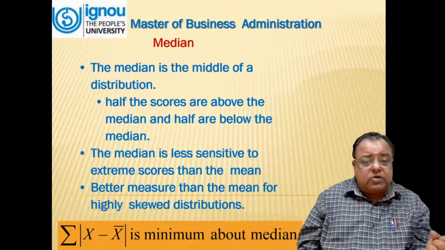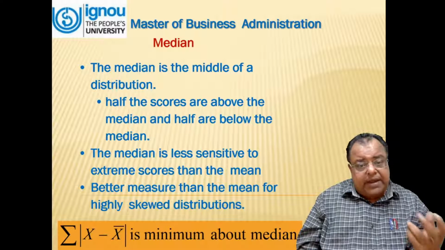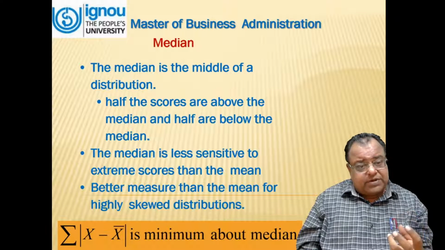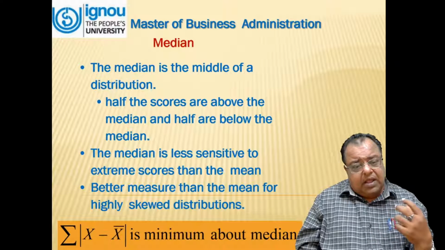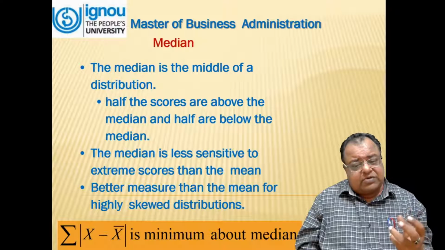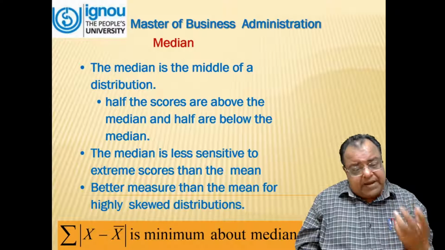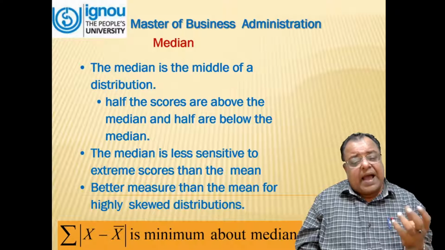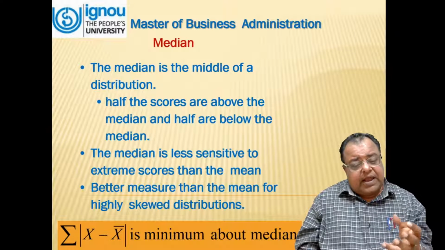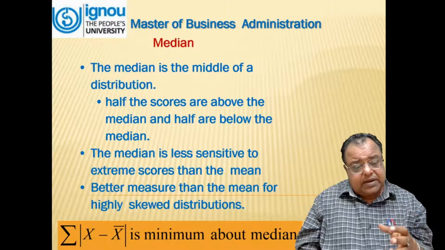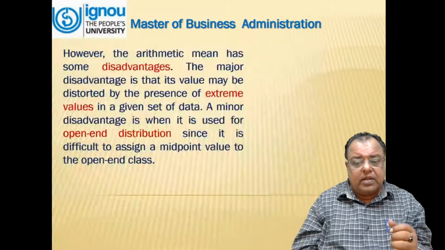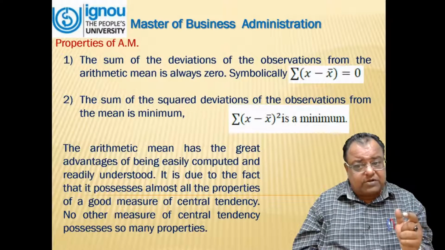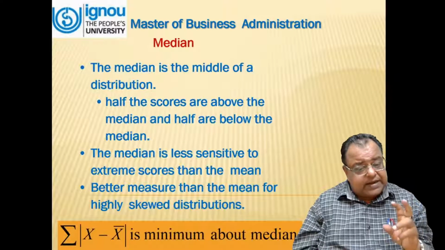After mean, we move on to median. Median is the middle of the distribution. That means we can say that half the scores are above the median and half the scores are below the median. The median is less sensitive to extreme scores than the mean, and a better measure. It is a better measure than the mean for highly skewed distributions. And for median, summation of x minus x bar is minimum. For mean it was 0 and for median it is minimum.